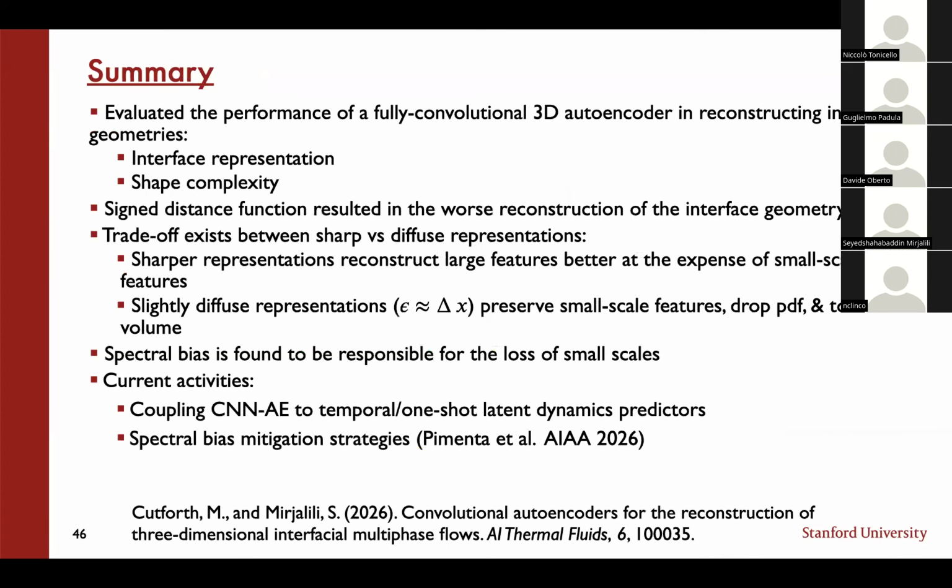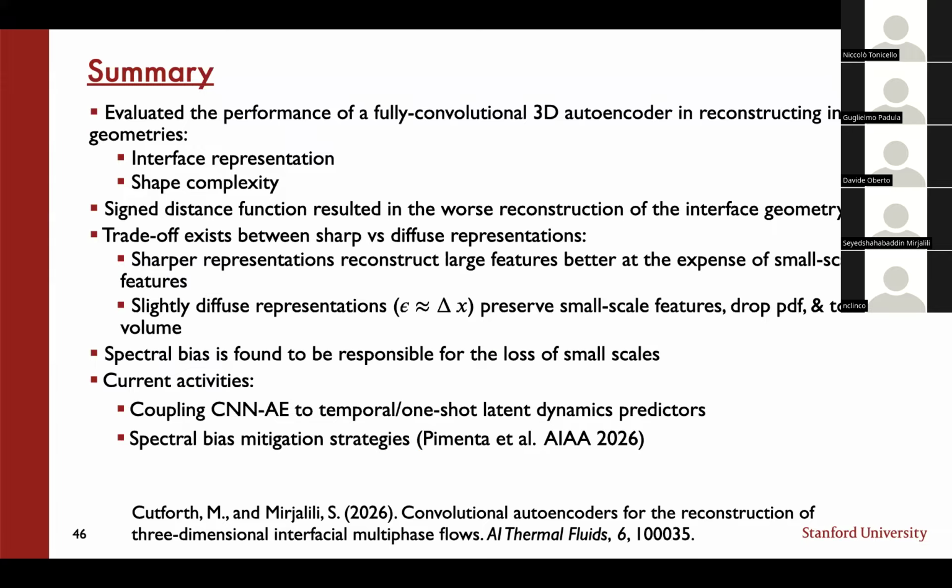Okay, quick summary. We evaluated the autoencoders, as I said. We see that the signed distance function, contrary to what we expected at the beginning, performed the worst, actually. There's essentially a trade-off where you get the larger features better with a sharp representation, but you lose the smaller features. So overall, it seems like the slightly diffuse one is the best option. And we saw that the spectral bias is basically the main reason for this.